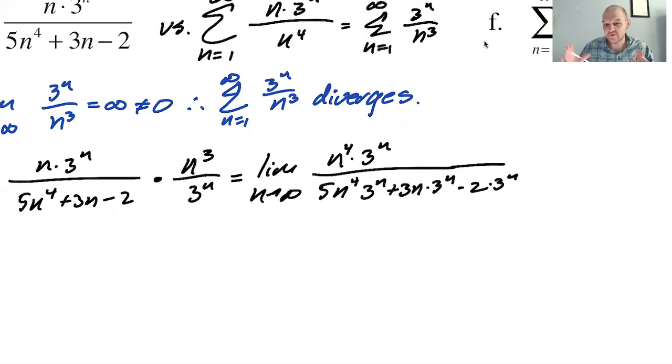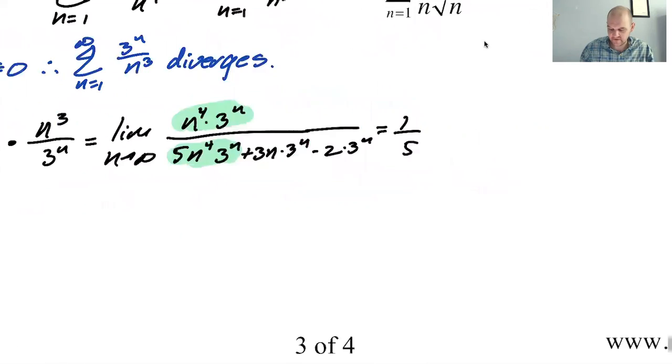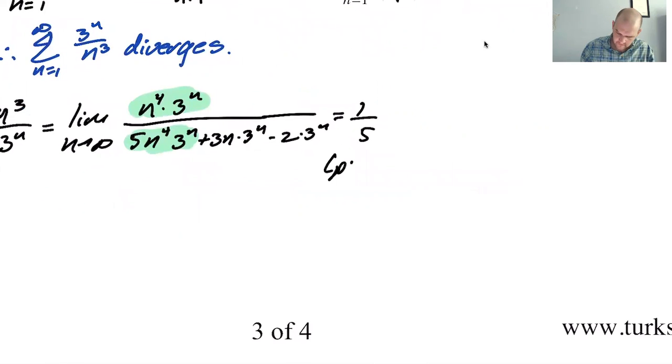Now, as we go to infinity, the only thing that really matters are the dominant terms. So the dominant terms are this and this. And because of the way they work, we just get 1/5, which is positive and finite. So they do the same thing.